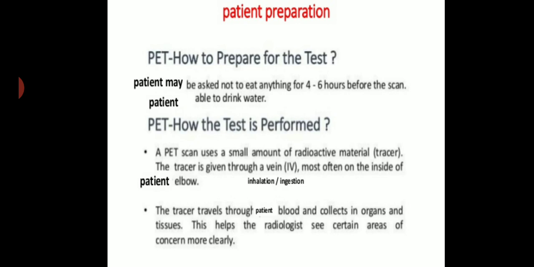How is the test performed? A PET scan uses a small amount of radioactive material that is known as the tracer. The tracer is given through the vein, most often inside the patient's elbow. It can also be given by inhalation or ingestion, as I have discussed in my previous video. The tracer travels in the patient's blood and collects in organs and tissues. This helps the radiologist see certain areas of concern more clearly.